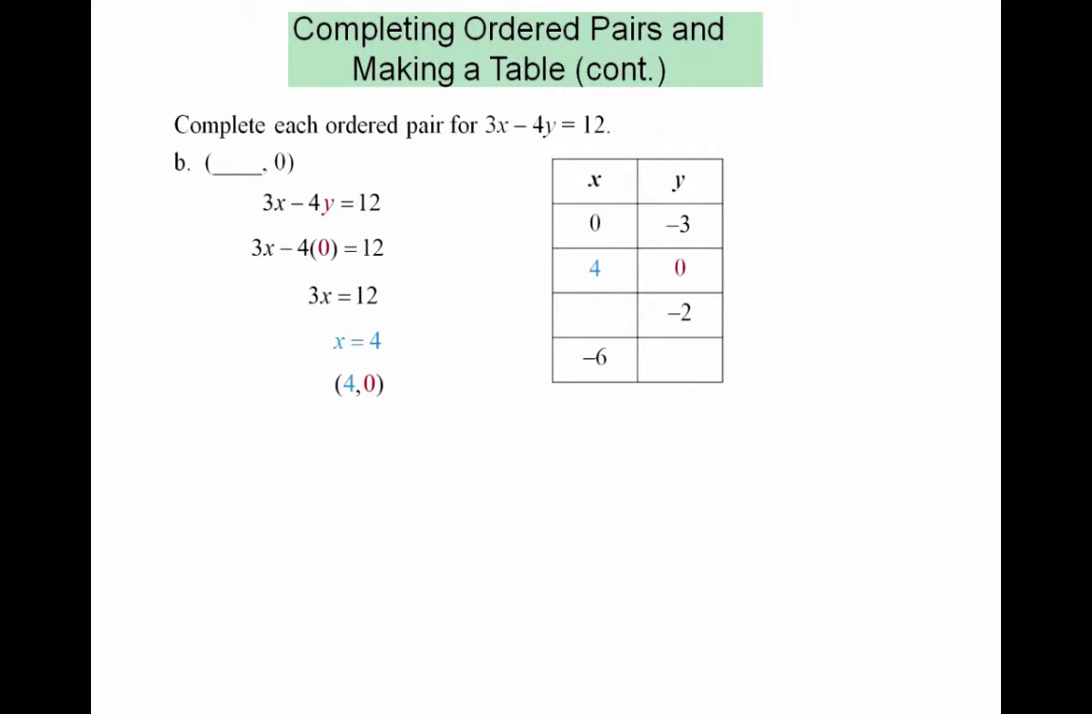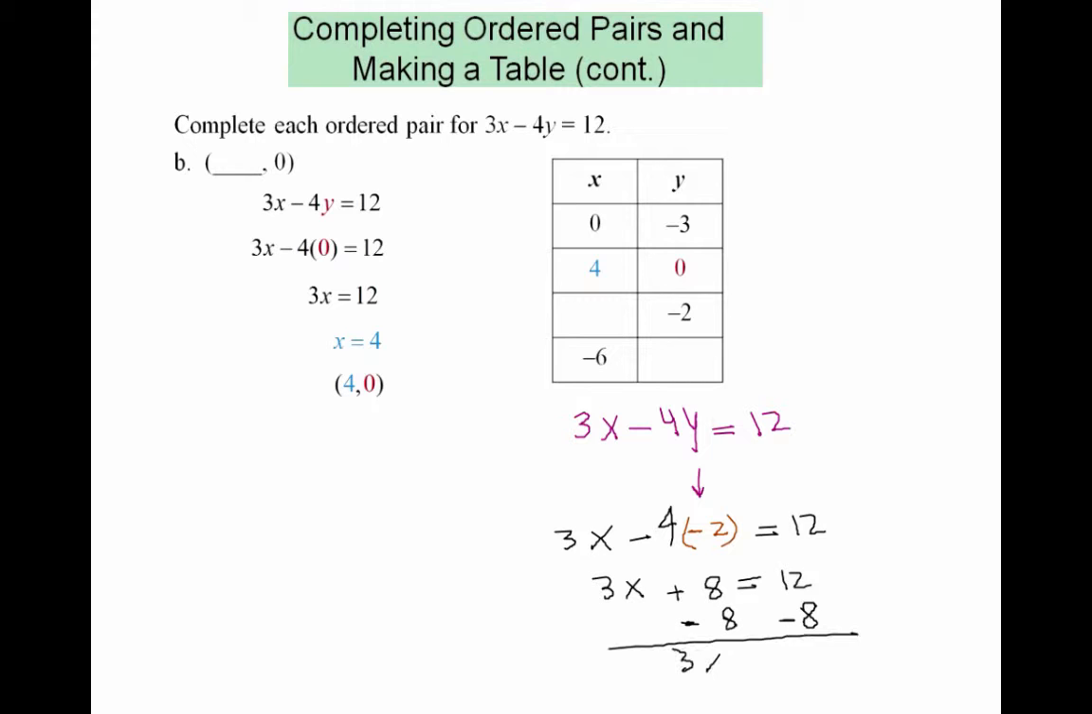If y is equal to negative 2, let's do that together. Here we have 3x minus 4y is equal to 12. You substitute negative 2 for y, so you get 3x, that would be plus 8. And what would be the next step? Subtract 8, so you get 3x equal to 4.